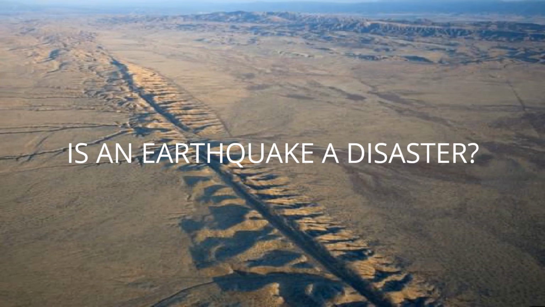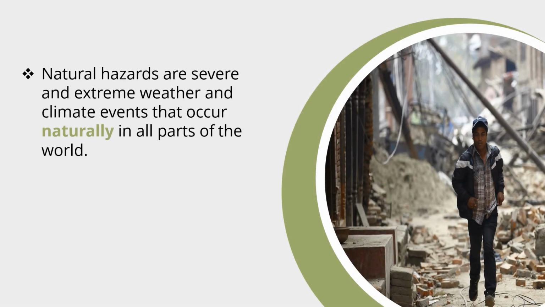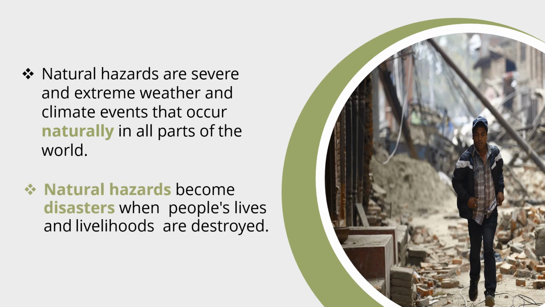Now let's take a look at this picture. This is an earthquake in a very remote area. So, is this earthquake a disaster? Let's think about it. If your answer is no, you are correct. Earthquakes, like other extreme natural events, occur naturally in all parts of the world and are referred to as natural hazards. There's no way for us to stop a natural hazard from happening, but when people's lives and livelihoods are destroyed, then a natural hazard becomes a disaster. So in the picture earlier, an earthquake in a remote area where there are no people, no houses, no infrastructure, that is not a disaster.